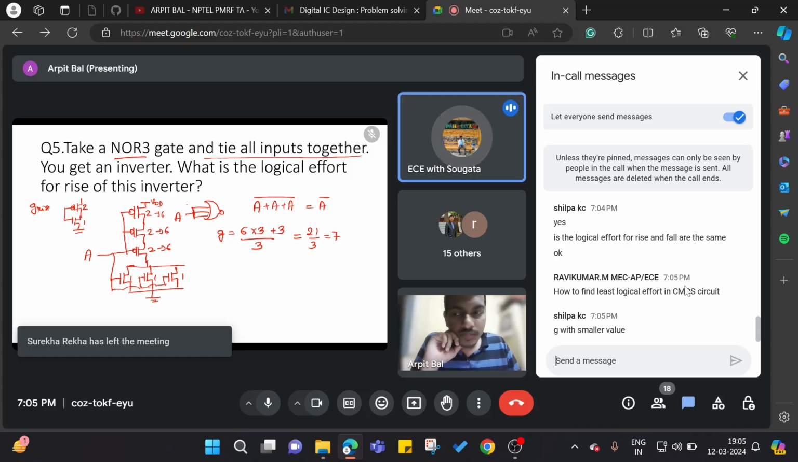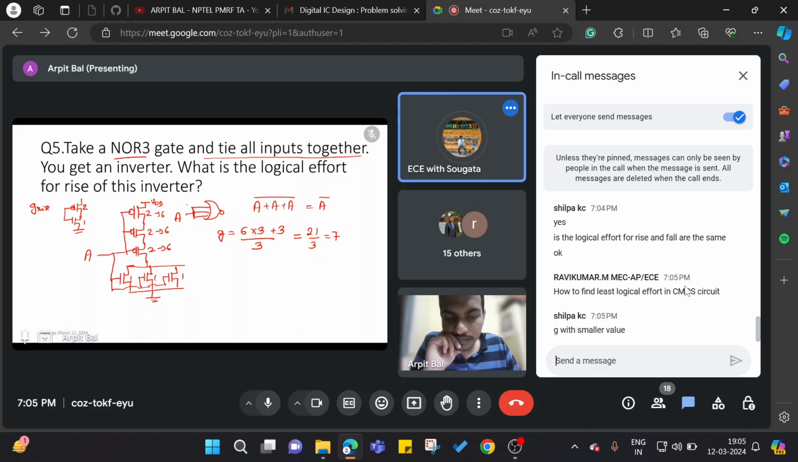Sir, for any complex logic circuit, there are so many inputs. So for different inputs, the logical input can be different, right? But whenever you are using a CMOS, whatever NMOS you have, the dual of that will be present in the PMOS side.